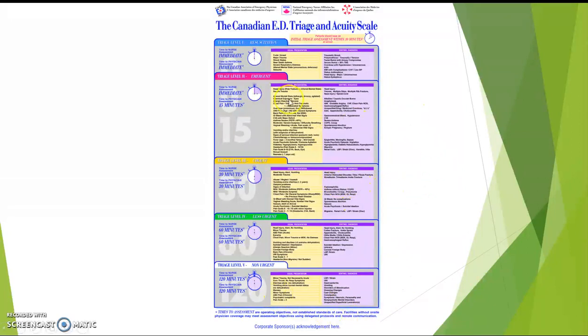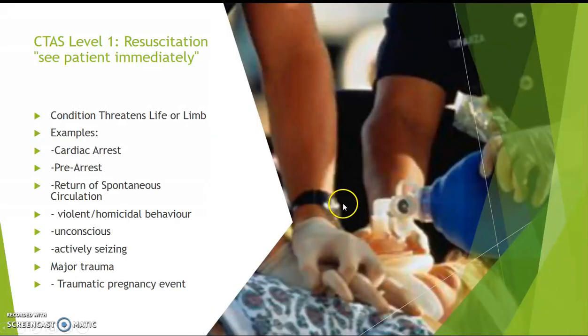If you Google the Canadian ED triage and acuity scale, you'll find many images of this, possibly broken down, that you can zoom in on and see exactly what this is involved in. So if you're ever wondering why you are being leveled 4 instead of level 2, this will help kind of guide you. So let's look at them with some more clear-cut examples.